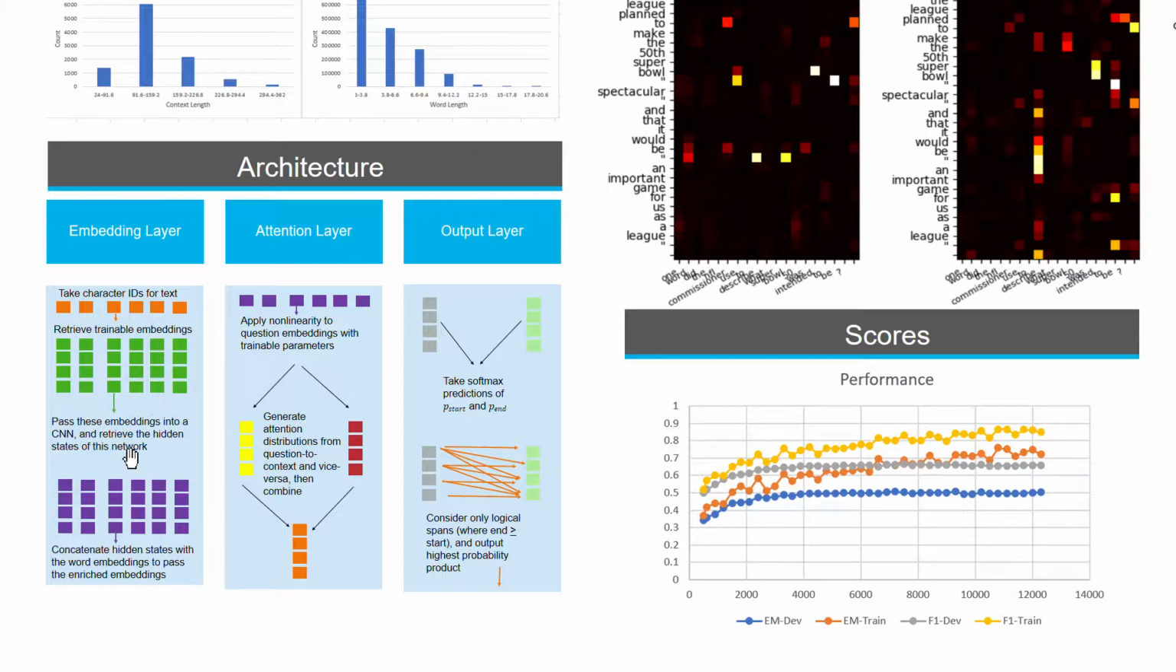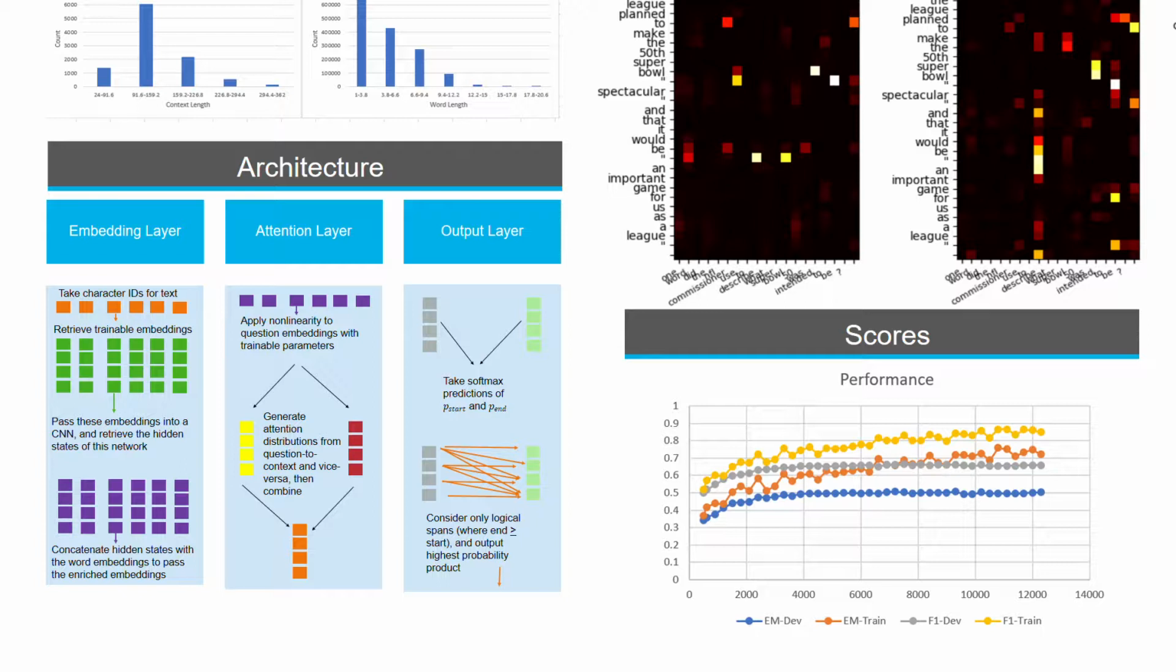convolutional neural network provided me with the final character level embeddings, which I would concatenate with the word embeddings already there to provide an enriched embedding for the word itself, so it contained information about the word as a whole and then about each character within the word as they play together, right? And that gets fed into the attention layer, where I redesigned it to be a co-attention layer.